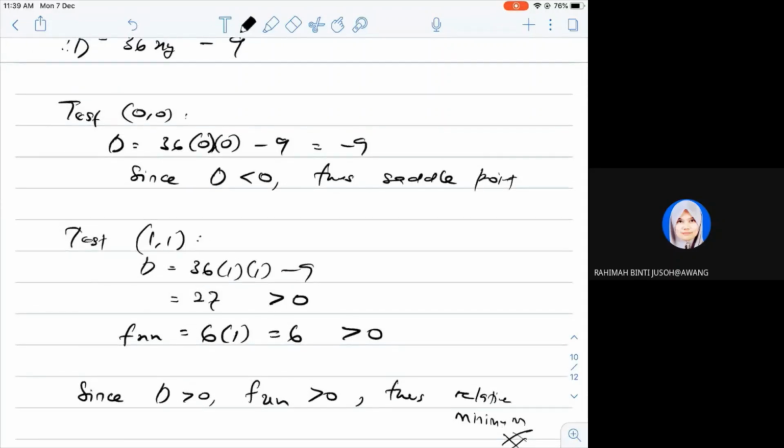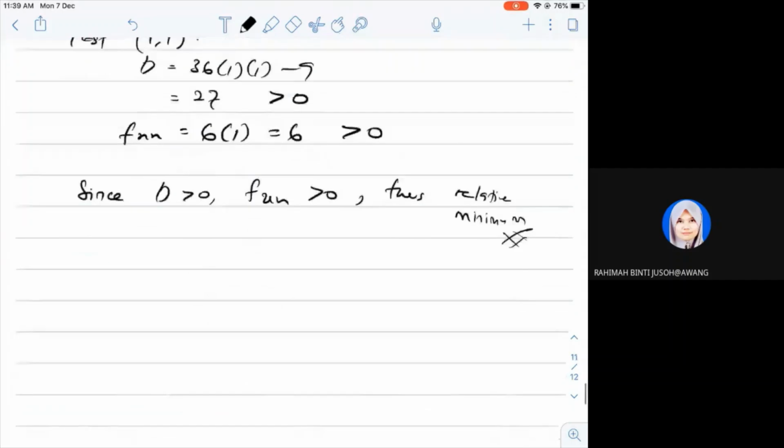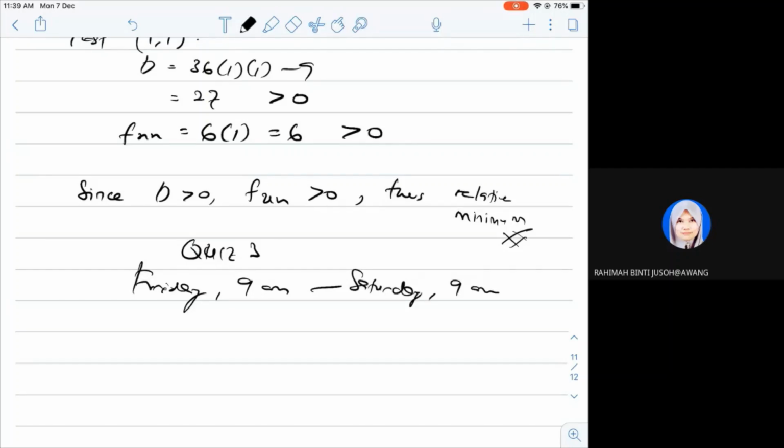On Friday you all have a quiz, the same pattern as the previous quiz. We will start on Friday at 9 a.m., quiz 3, until Saturday 9 a.m. Open quiz in Kalam. Multiple choice questions, and the syllabus will be chapter 3. So you can do the rest of the questions, and if you have any problem, you can WhatsApp me personally. Okay? Understand, guys?